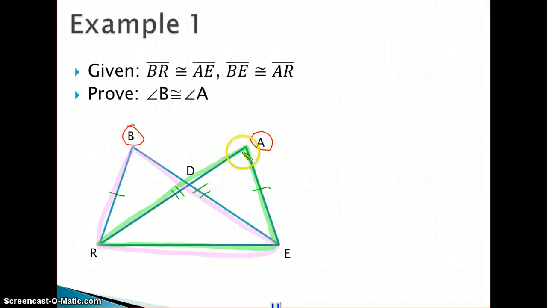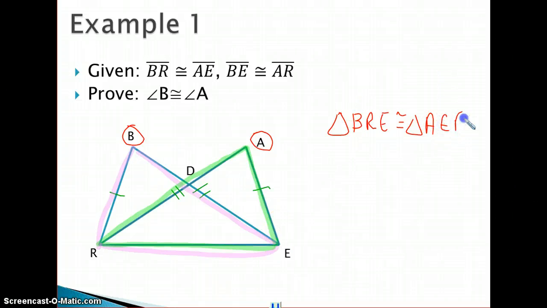The triangles that we want to prove congruent, and I'll write these out. We're not going to do the proof because, like I said, it's relatively easy. We can do that in class. We're going to say that triangle BRE, and what's supposed to match up with B is A, and BR matches up with AE, so this would be AER. And if we can show that those two triangles are congruent, then we can prove B is congruent to A.